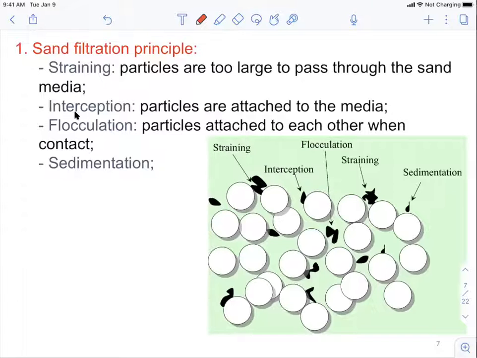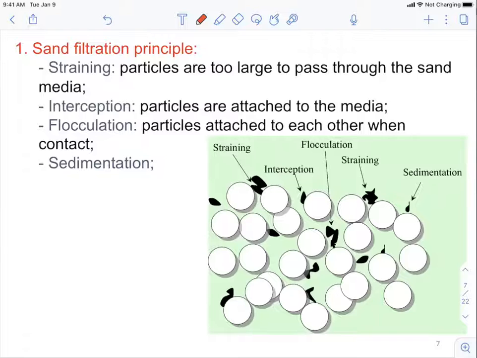There can also be interception. What interception means is that the particles are quite small, but their size is still not negligible. So their surface may get in contact with the surface of the sand particles, and then because of the van der Waals force, they are attracted or attached onto the sand surface. Although this particle can flow through the channel, it's still getting collected, attached onto the sand particle.